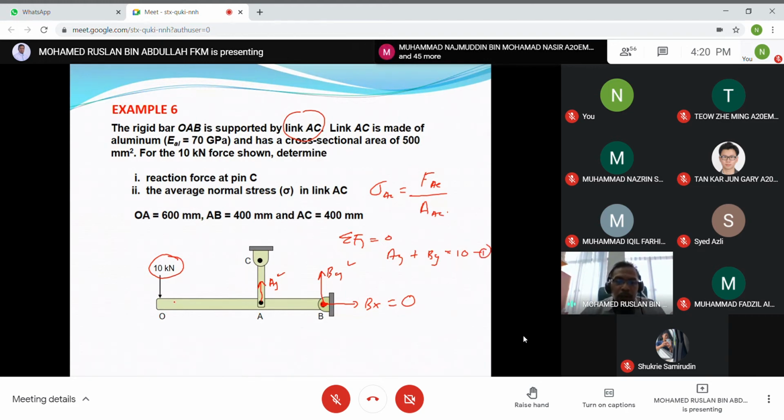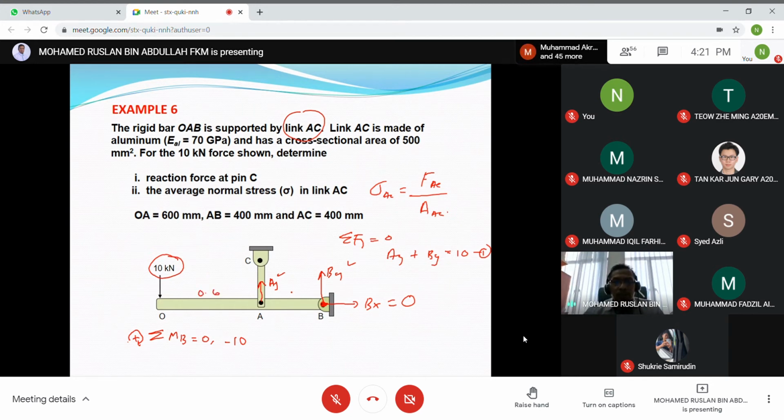So for the moment, we take B as a reference. Moment about B equal to 0, and you can define the positive moment to this direction. So we have 10 kilonewton, negative. The distance OA is 0.6.